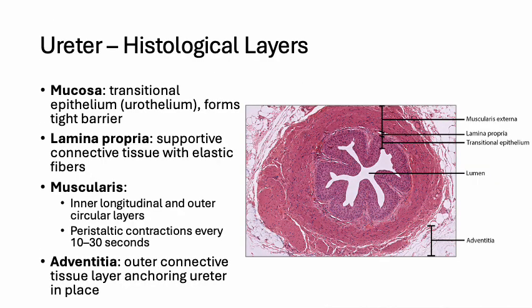The ureter wall is built for both protection and propulsion. The innermost layer is a specialized transitional epithelium that stretches and forms a tight barrier against the urine's acidity. The underlying connective tissue gives it flexibility, while the muscularis layer is responsible for peristalsis, which is the rhythmic contraction that moves urine down against the concentration gradient. Finally, the outer adventitia secures the ureter to the surrounding structures within the retroperitoneal space.